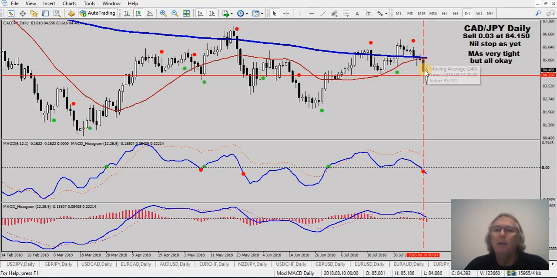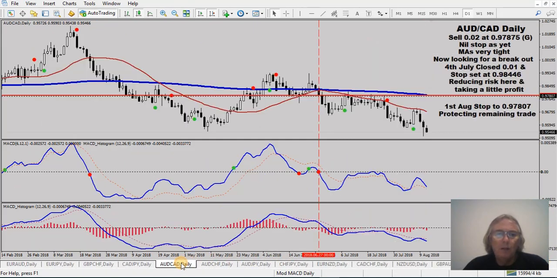Aussie CAD in a sell way back here. Closed half, stop below the point of entry. Again, I can probably move that stop down further, something I'll look at the next day or two. It's not exactly a fast mover, this pair, so I don't think it's going to catch me out unless something drastic happens somewhere in the world. But yeah, a good trade there.